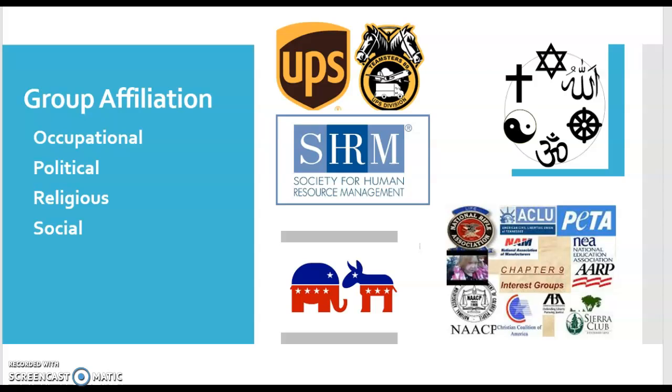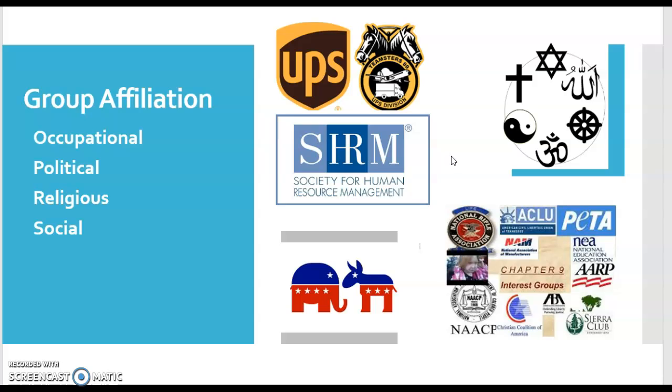And then lastly, we have group affiliations. Okay, group affiliations are that they're groups. Groups are 3 or more people, and these groups specifically represent something. And oftentimes they provide insight into psychographics, the values, the beliefs. So group affiliations include first occupational. Okay, so occupational, a couple different occupational groups. You'll see UPS. Their union is called the Teamsters. And then below that, you'll see SHRM, the Society for Human Resource Management.